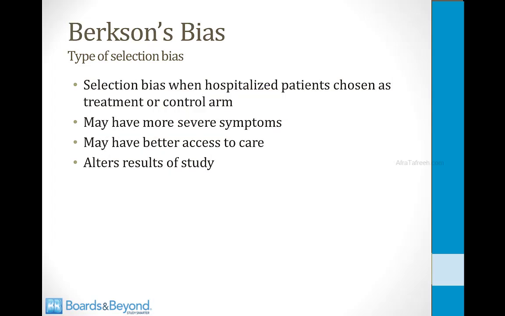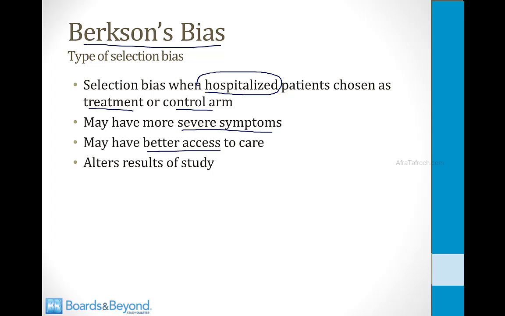Another rare and sort of peculiar type of selection bias is called Berkson's bias, and the key thing here is this is selection bias when you use hospitalized patients in your study, either in the treatment or control arm. Patients in the hospital tend to have more severe symptoms. That's what gets them admitted to the hospital.